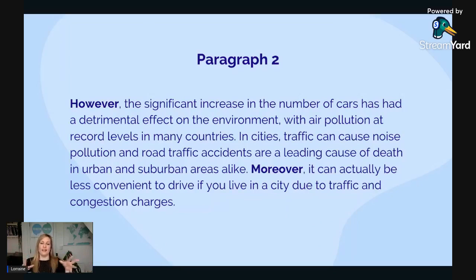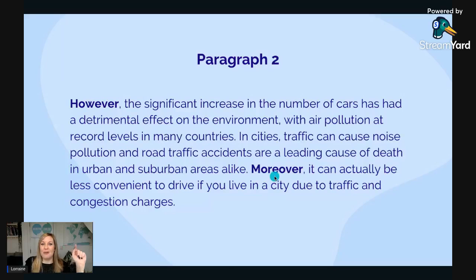It's halfway to rural. A rural area is where there's lots of space and farms and land and things like that, and less traffic. Okay. Moreover, shows that I am continuing along the same theme as the rest of the paragraph. Okay.